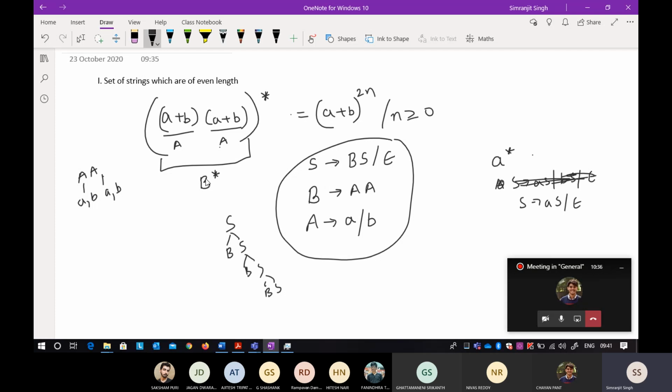So to signify it, I had taken another variable B, and that B contains two A's. Okay, so if you are clearly seeing the expression, now it is just B raised to the power of star. So B star, if you remember what I do in case of A star, if I start with the start symbol, it will be aS. Okay, so a is there, and S is there. And then there is epsilon.